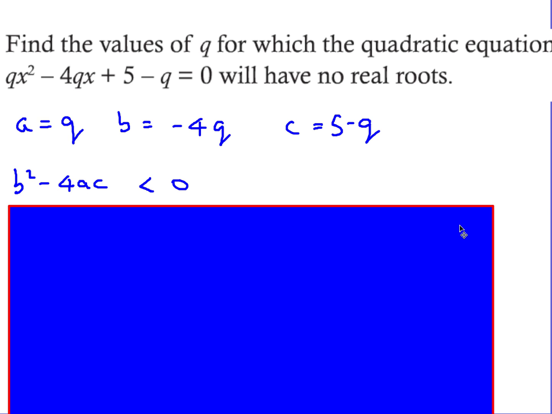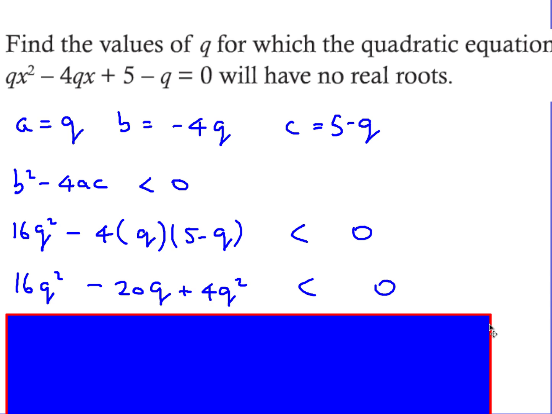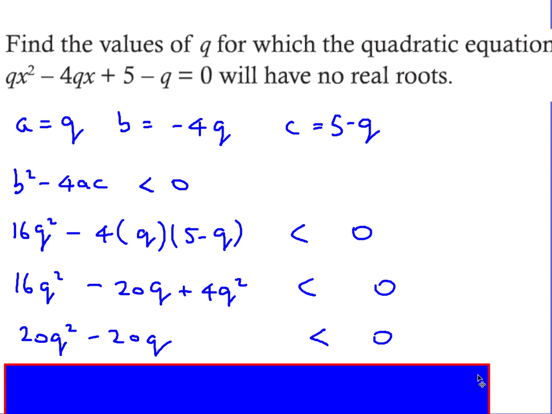b squared minus 4ac less than 0. Stick in the values, so I'm going to get b squared, minus 4q all squared gives me 16q squared, take away 4 times q times 5 minus q, must be less than 0. Simplify that out. I'm going to get 16q squared minus 20q plus 4q squared. Let's simplify that one. And I get to this stage, 20q squared minus 20q must be less than 0.